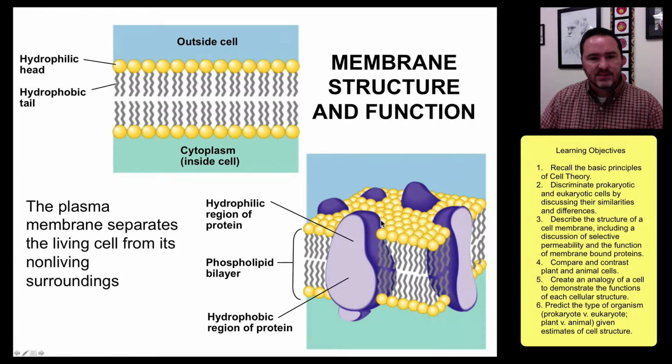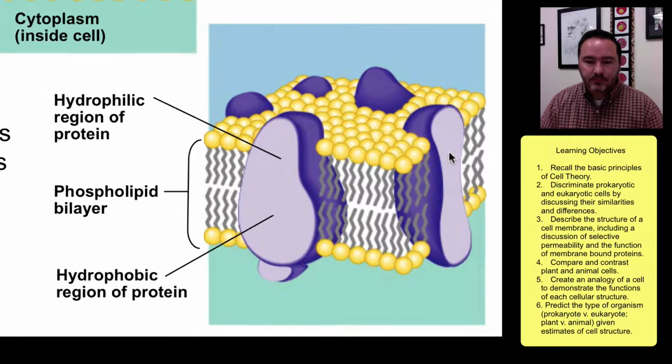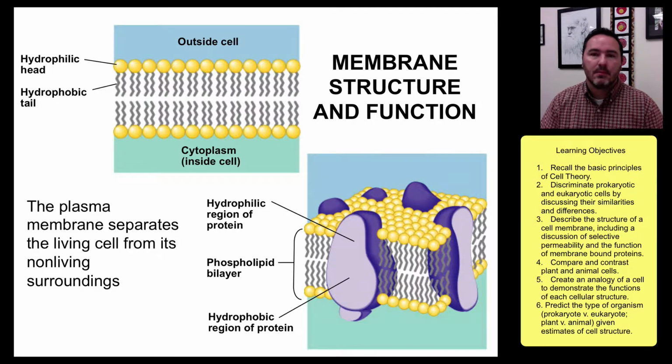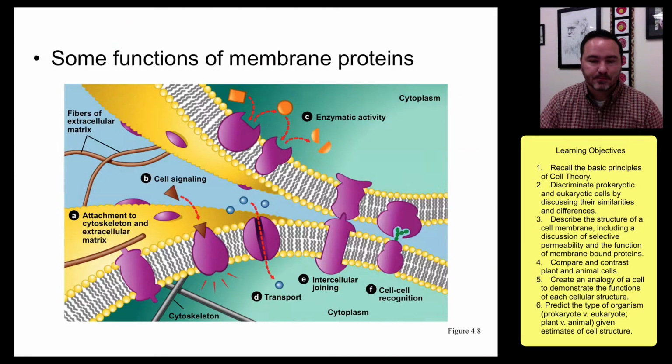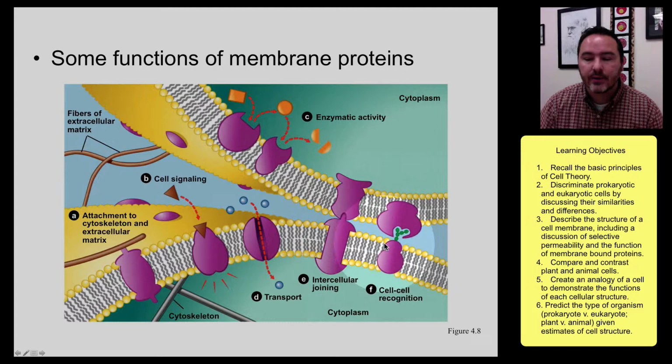Now, that's a simplification, because in reality the cell membrane also has a bunch of proteins embedded within it that can traverse all of the way across the membrane or stick out on one side or the other side. So you have the phospholipid bilayer and these proteins that are within it. And this is a fluid membrane. These molecules are constantly moving, and the proteins are moving as well. So why have all these proteins in the membrane? They have lots of different functions. Here are just a few. Sometimes they're involved in attachment, cell signaling, transport, enzymatic activity, intercellular joining, or cell-cell recognition.